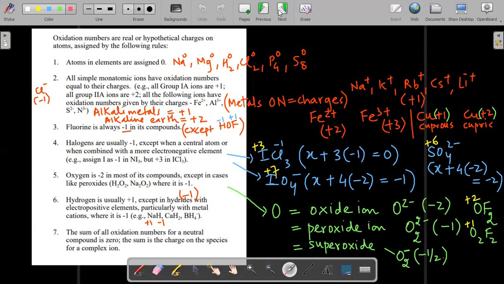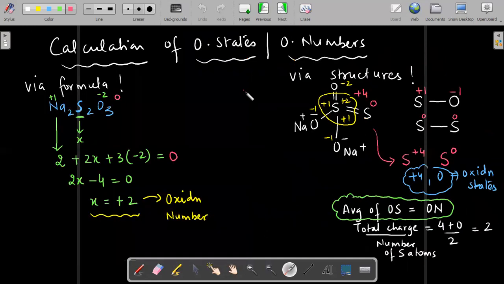Now next we are going to discuss how to calculate these oxidation states and numbers, and what actually are oxidation state and oxidation number, and what is the difference between them, है ना. Now there are two ways to calculate states and numbers.